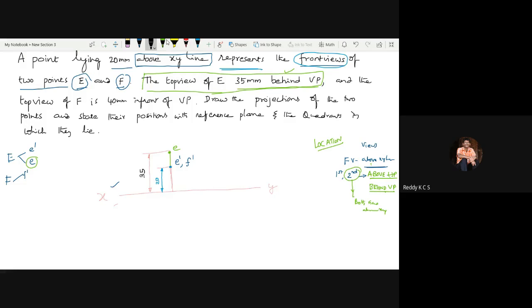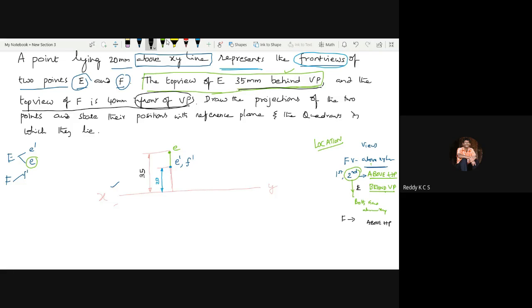Sentence by sentence you have to go through it. The top view of point E is given as 35 behind VP. Next, the top view of F is 40 in front of VP. So the point E is clear now. Now we come to the point F. Point F, the front view is above XY line, means the point is lying above HP. And the top view is 40 in front of the VP.